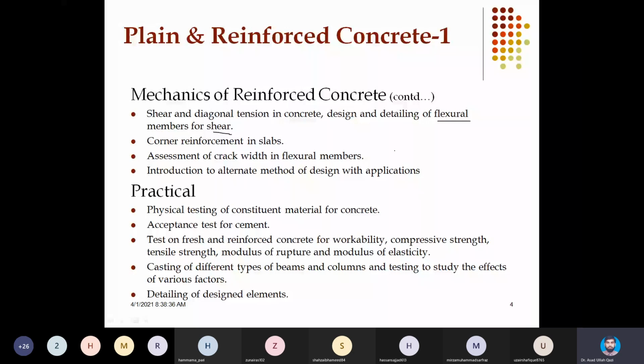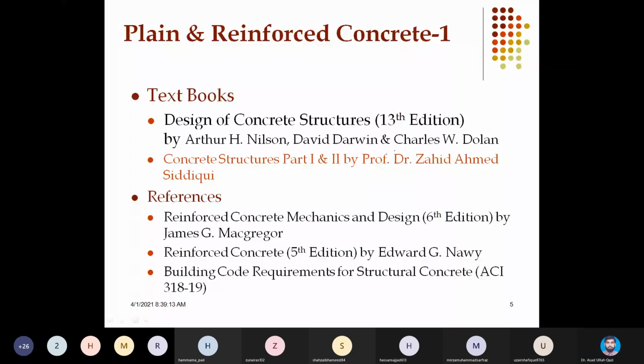In terms of textbooks, all the textbooks published on reinforced concrete you can study, but please make sure that whether the author has updated the book according to the latest ACI code, which is 2019.